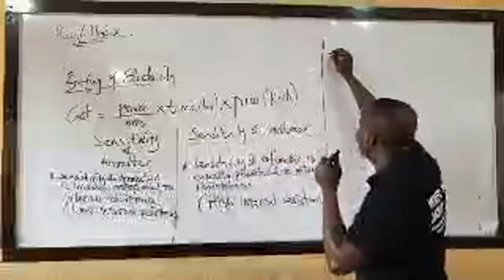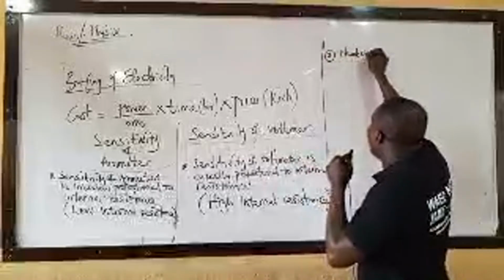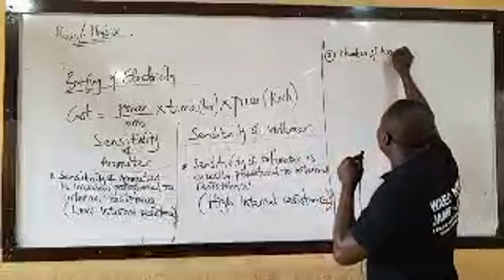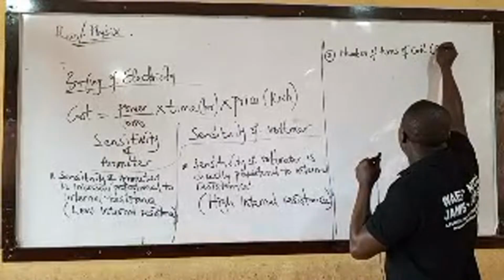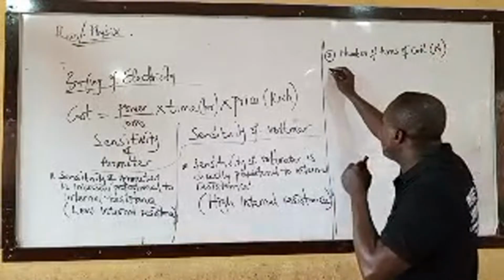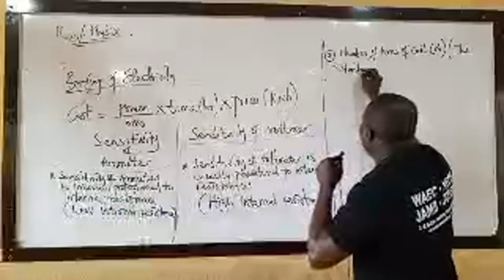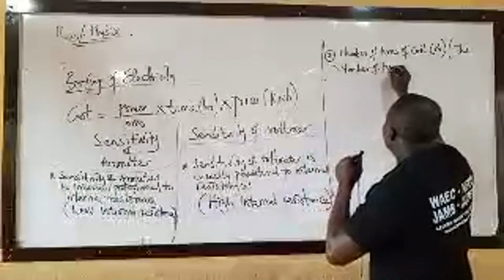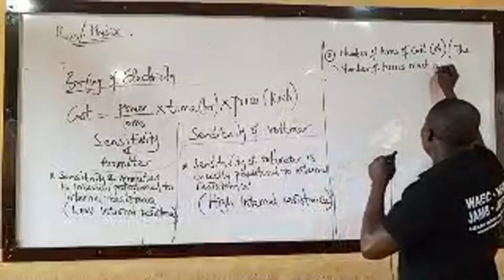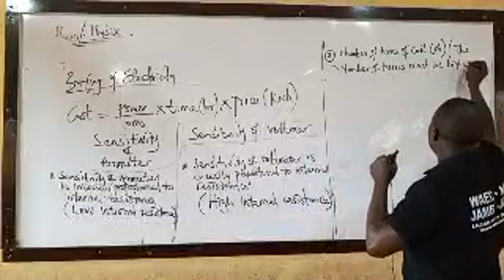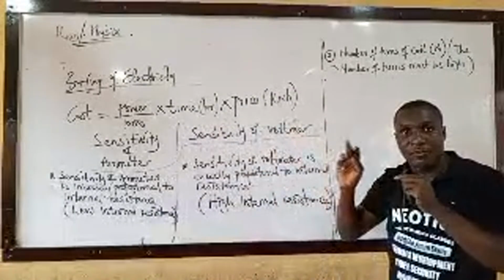What are the other factors? Number two: number of turns of coil. The number of turns must be high for both of them. For both ammeter and voltmeter, the number of turns must be high.